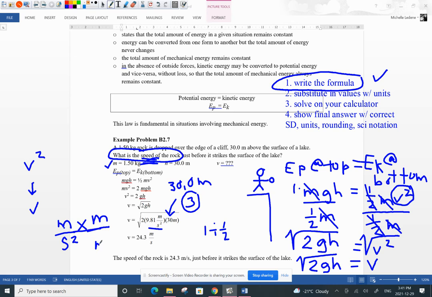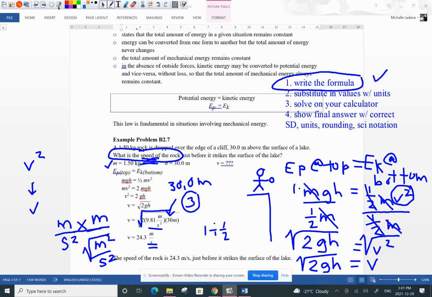Meters times meters is meters squared divided by seconds squared. Now remember, we're taking the square root of that. So the square root of a meters squared per second squared is meters per second. So there's our speed. The speed is going to be 24.3 meters per second just before that rock is going to hit the surface.